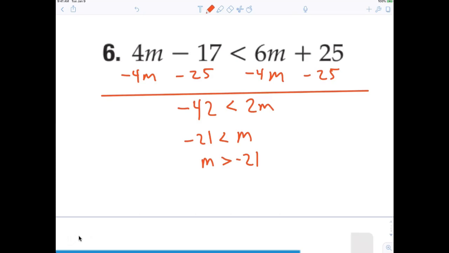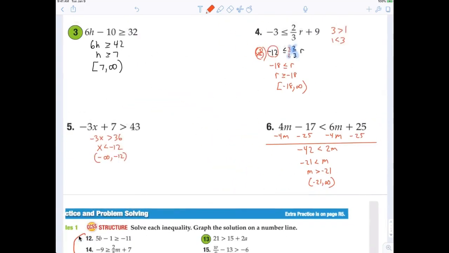Julie, is that good? So if we're greater than negative 21, we're going from negative 21 to what? Infinity. Wait, how come on the other column it started with infinity first? Because it was less than. Greater than is going to positive infinity. All right, just to make sure you guys are okay.